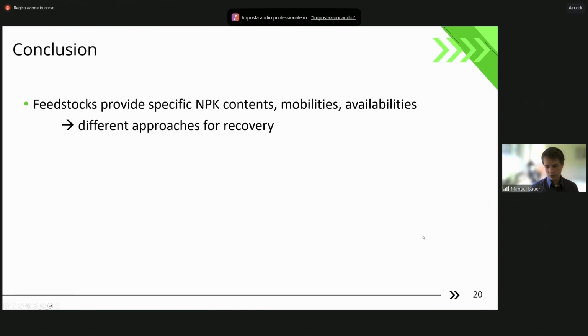Okay, now what can we conclude from that? Obviously, the feedstocks provide specific nutrient contents, mobilities, and availabilities, and different approaches for recovery are needed. That's what we did, and that's what we think will really be needed for each specific case. So there is, from our view, no one-fits-all solution.